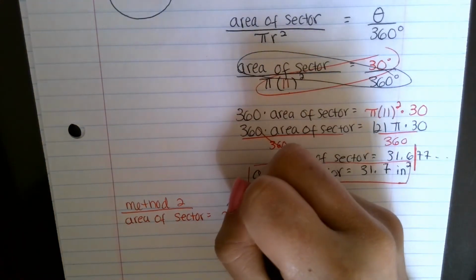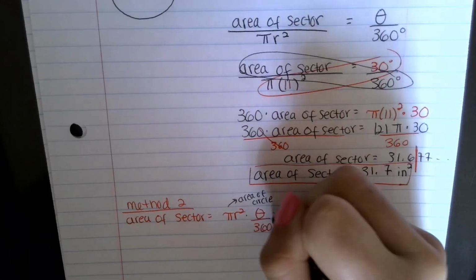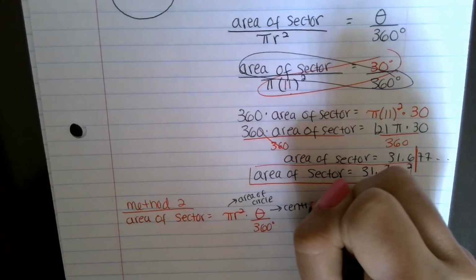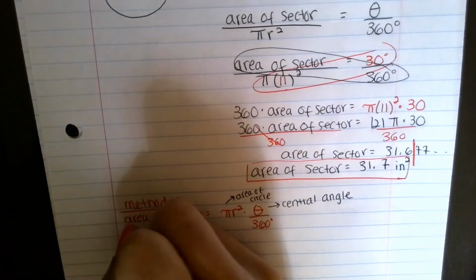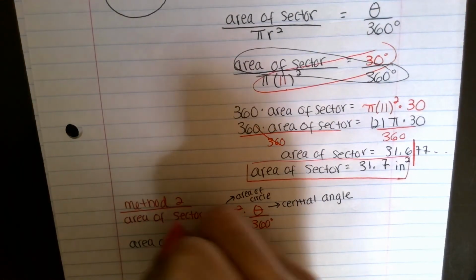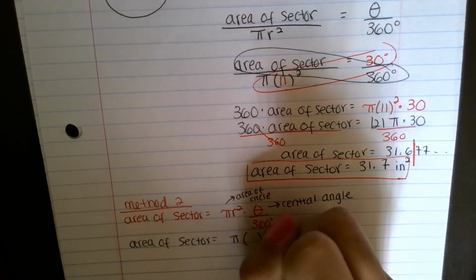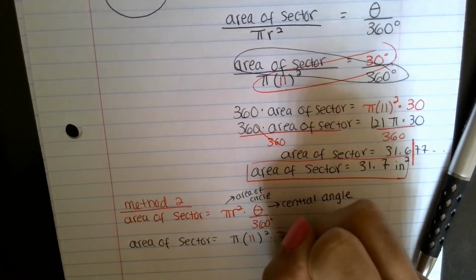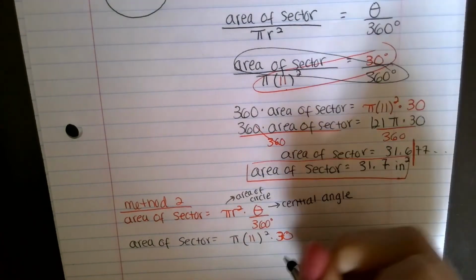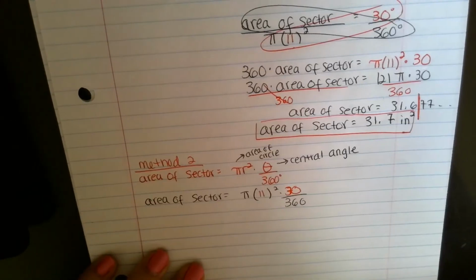So this is the area of the circle, and that's your central angle. So you would just plug it in and you're going to get the exact same answer. So area of sector, pi times the radius squared, so that was 11 squared times 30 over 360.